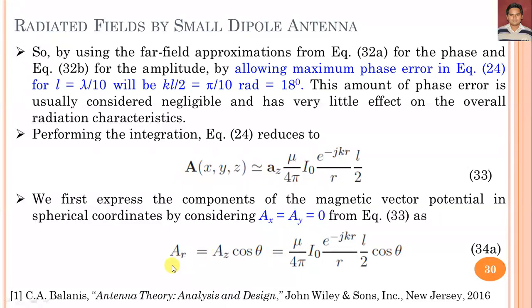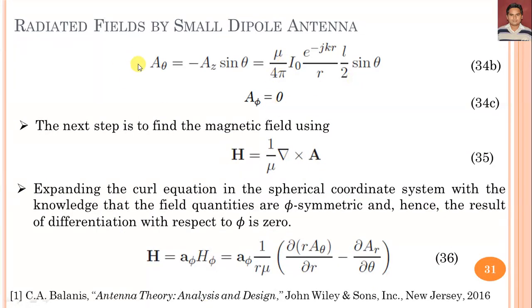So Ar is equal to Az cos theta, with Az calculated by equation 33. Then we get Ar equal to mu upon 4 pi, I naught e to the power minus jkr upon r, L by 2, into cos theta. Similarly, A theta is equal to minus Az sin theta, and A phi equal to 0. These Ar, A theta and A phi we have calculated by transforming from rectangular to the spherical coordinate system, as we have discussed in lecture 1 of the wire antenna series.